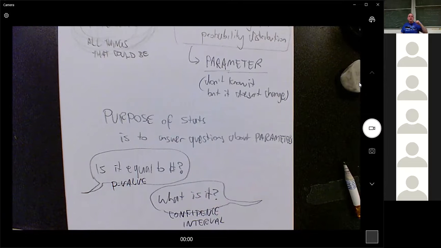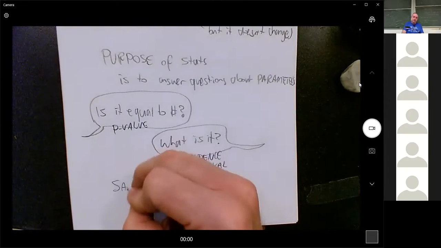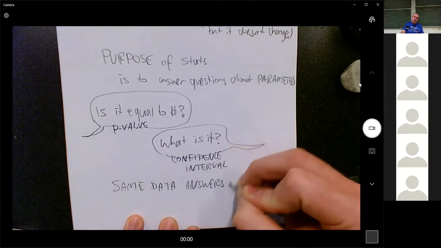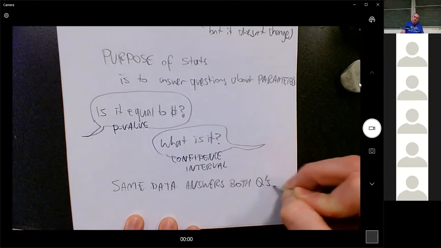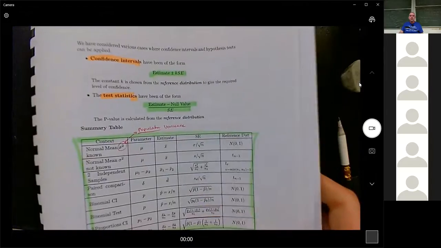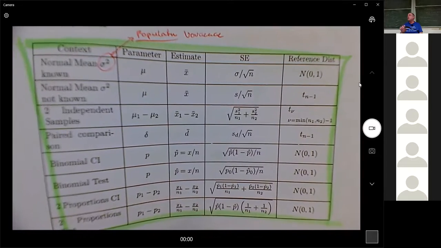So the purpose of stats is to answer questions about parameters. And we can either ask the question, is the parameter equal to a specific number? And that's what a p-value is for. And what actually is the parameter? That's what a confidence interval is for. And we answer both of these questions with the same data. The reason that table is organized the way it is, is so that you can choose to make either a p-value or a confidence interval from this information.